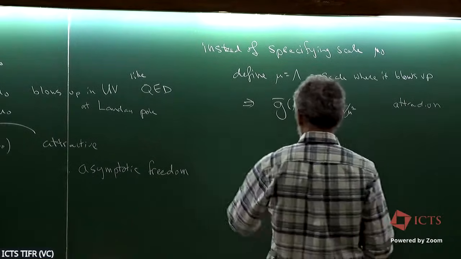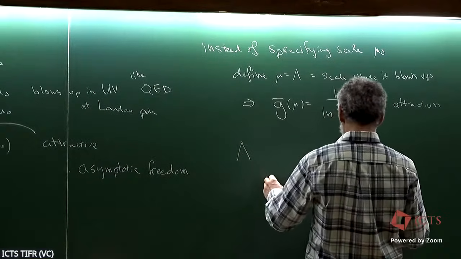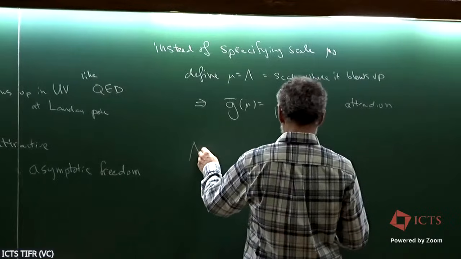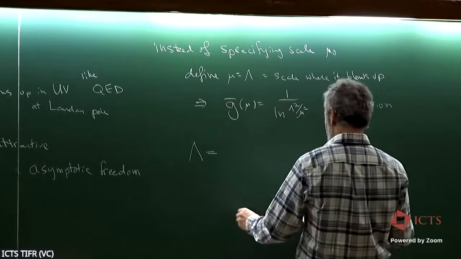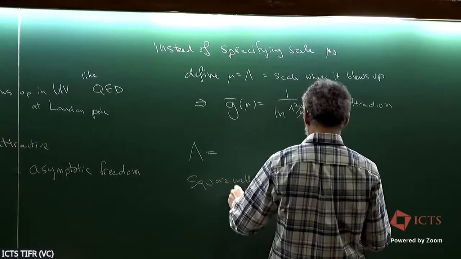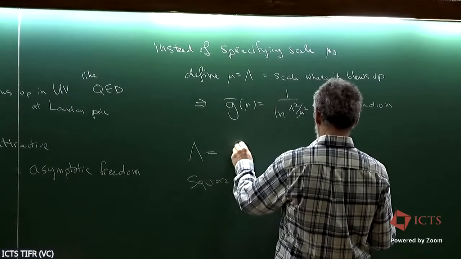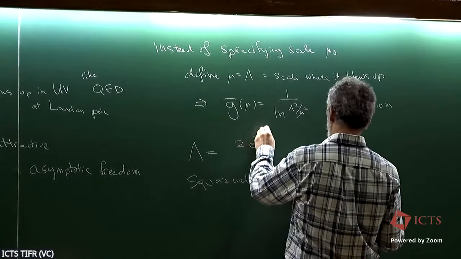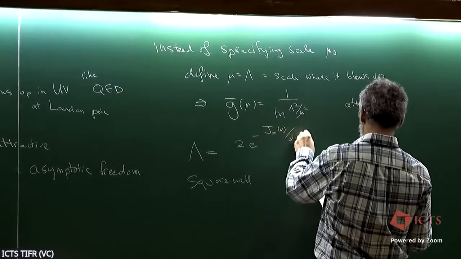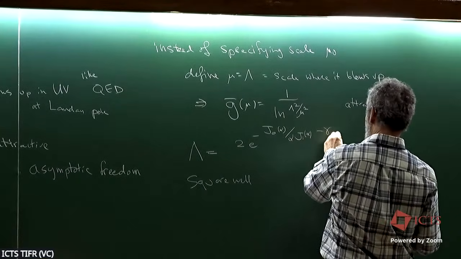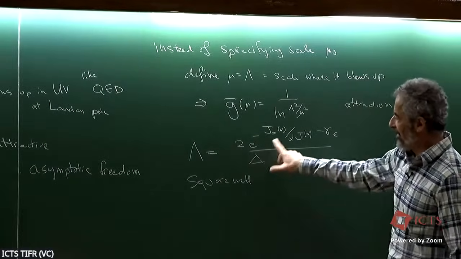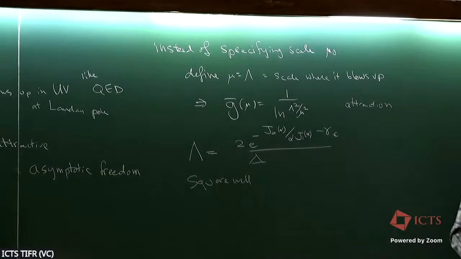Okay, and then finally, you can relate this to delta for the square well. The same phenomenon happens where you do the same calculation, you find that this is equal to the scale minus J naught of alpha over alpha J1 of alpha minus gamma E for delta. So you see that it's exponentially different than the size of the square well.